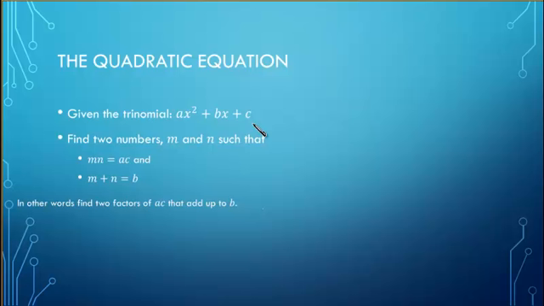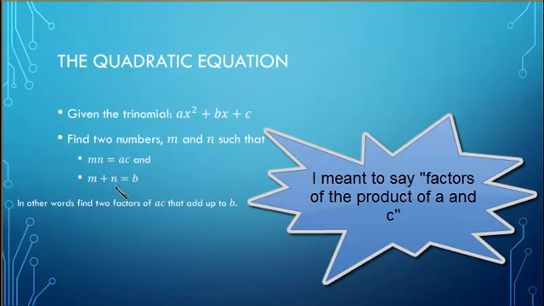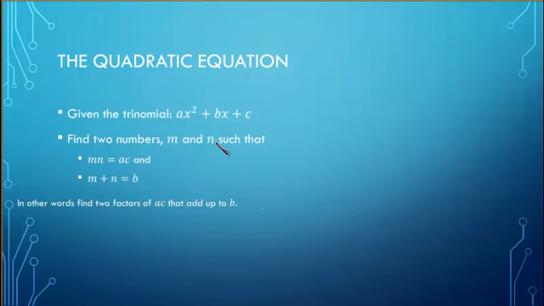The first thing we have to do is find the product of a and c, that is, multiply a times c. Once we have that number, we then have to find the factors of that product we obtained. In other words, we have to find two numbers, let's say m and n, that multiply to give us a times c. But these two factors have to add up to give us b. If we can't find such two numbers, then the quadratic expression cannot be factorized.